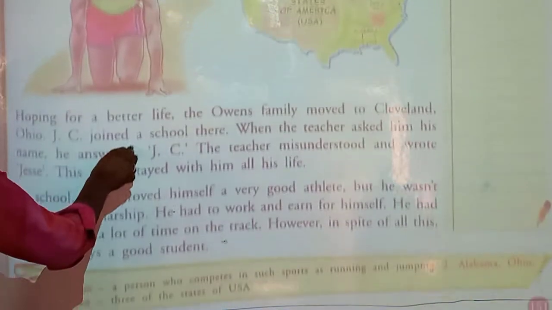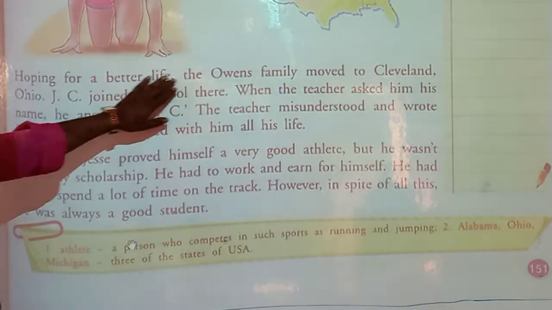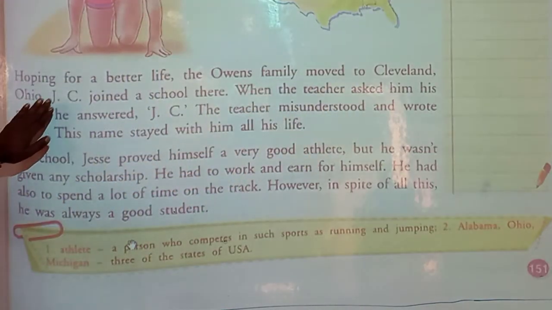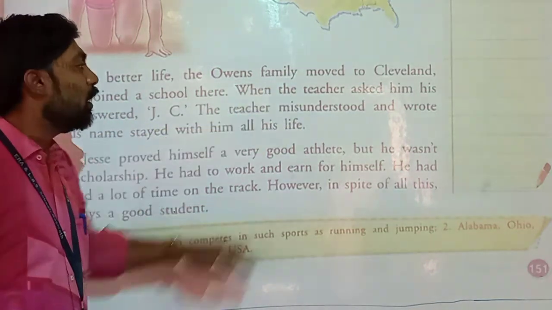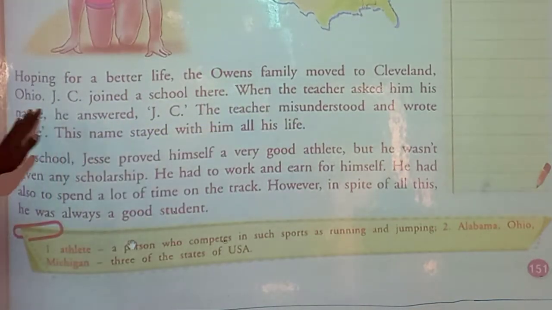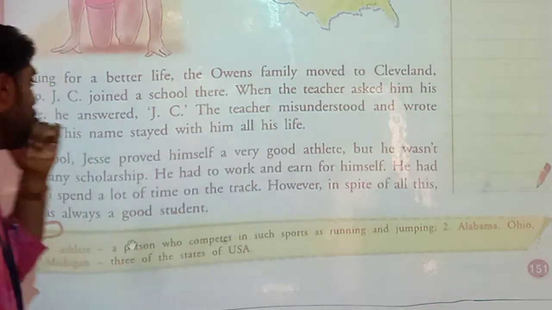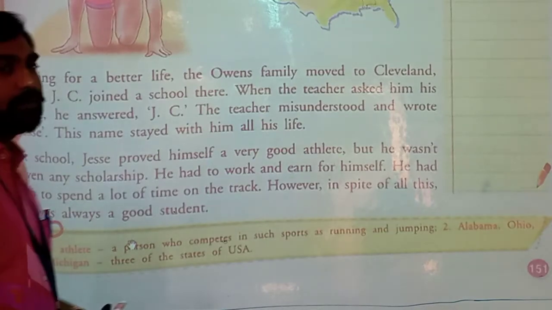Now let's see. Hoping for a better life, the Owens family moved to Cleveland, Ohio. JC joined a school there. When the teacher asked him his name, he answered JC. The teacher misunderstood and wrote JC. This name stayed with him all his life.